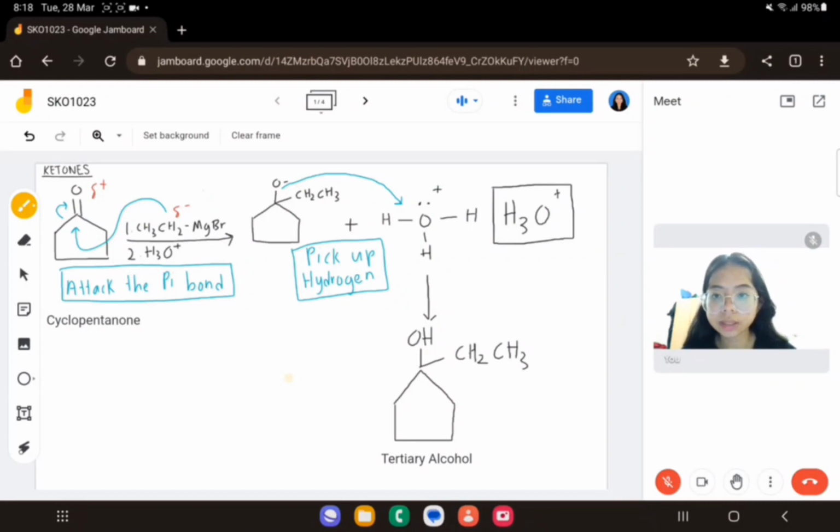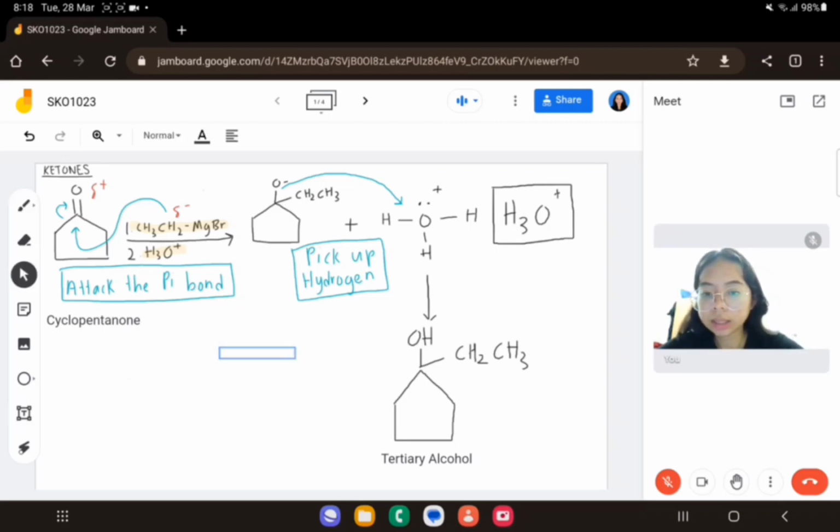So for the first example, this Grignard reagent reacts with ketones. First we have cyclopentanone. It will react with CH3CH2MgBr and H3O+. First it will attack the pi bond inside the cyclopentanone, and it will give us the alkoxide ion. This is the alkoxide ion.